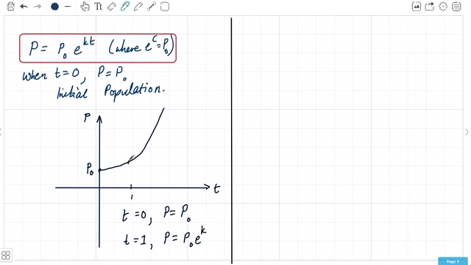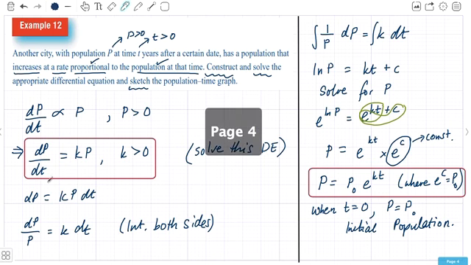So if you want to show a couple of points, that's cool. That's P naught e to the k right there. So in terms of its type of graph, it's exponential, and it's positive exponential population growth for this graph. So that's the solution, the graph, and the differential equation for this situation where the population increases at a rate proportional to the population at that time.